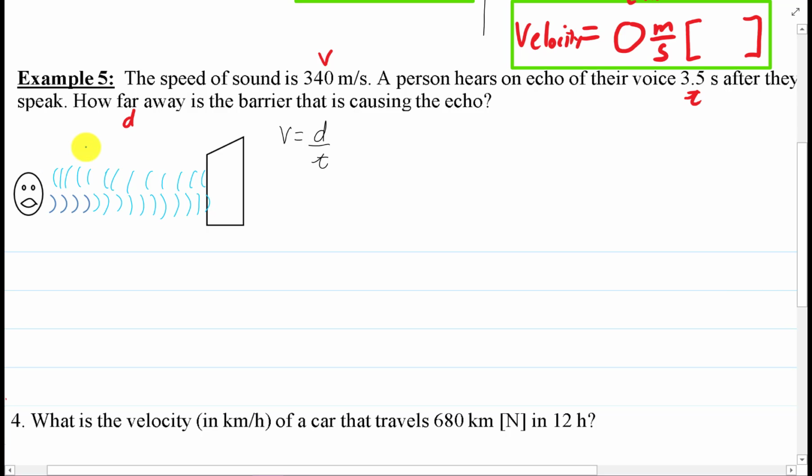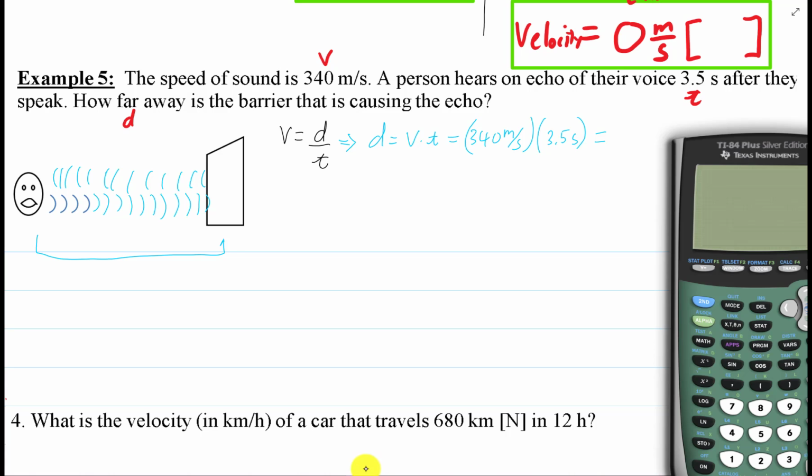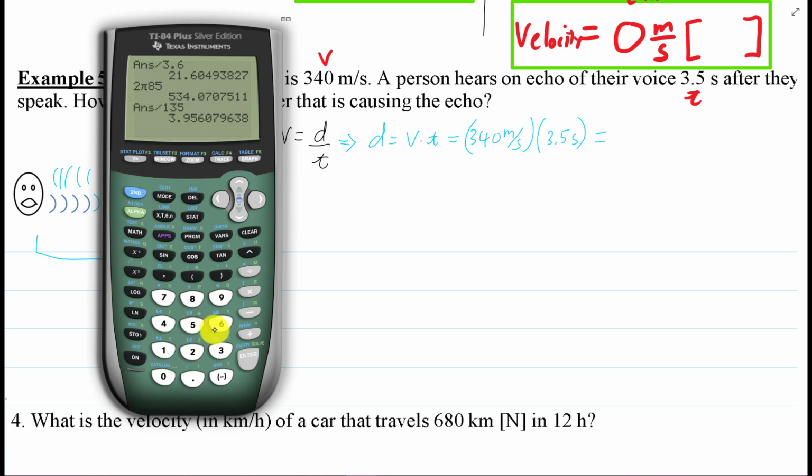Okay? And we want to know this distance. If we put in and rearrange this formula to being d is equal to velocity times time, put a velocity of 340 meters per second in here, and the time of 3.5 seconds. If we do it this way, and it's not horrible, it sure seems like we're doing it the right way. Okay, I take in 340 and multiply it by 3.5, I get 1190.